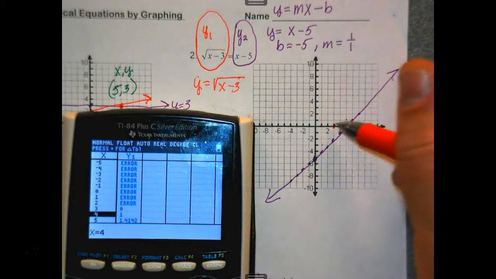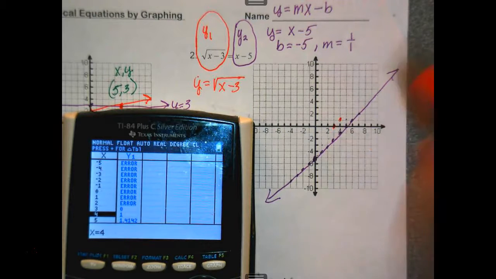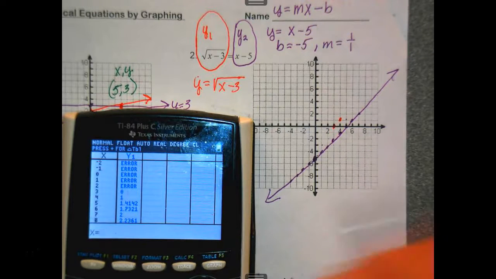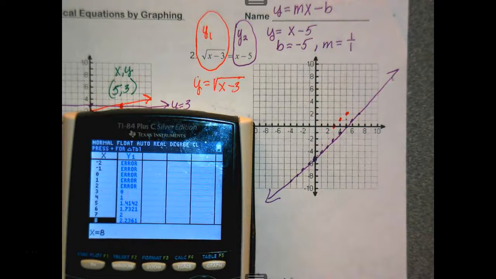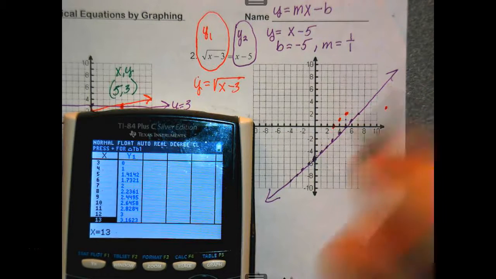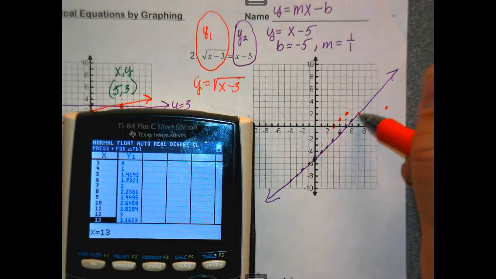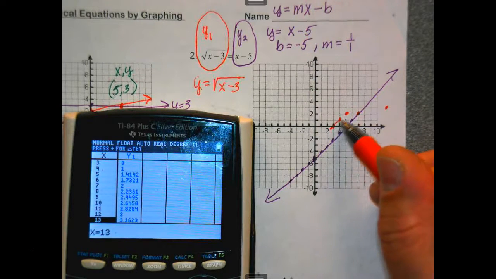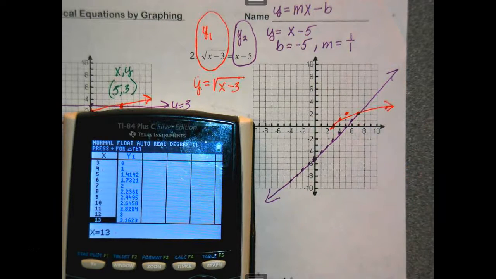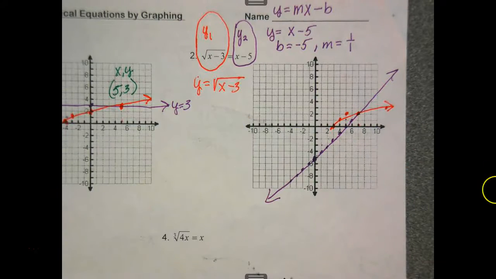4, 1. 7, 2. Let's keep going. Hopefully we'll hit that line. 12, 3. Here's 12, 3. Nope. There's got to be a 7, 2. I don't know why I put 5, 2. Oh, here it is. Thank you for pointing out my mistake. That's how I learn.